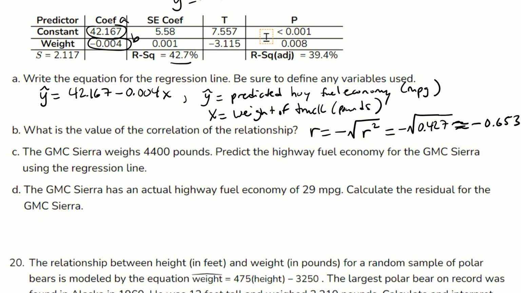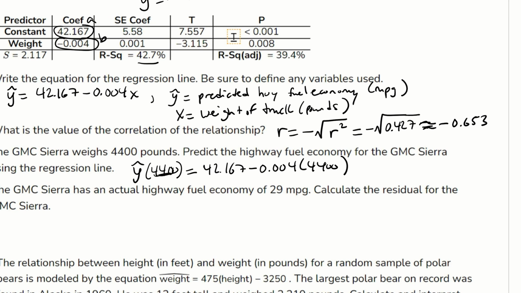All right, part C, the GMC Sierra weighs 4,400 pounds. Predict the highway fuel economy for the GMC Sierra using the regression line. So we have y hat of 4,400 pounds is equal to, so we just have to plug it in for x. Remember, this 4,400 means that I'm plugging it in there. When we write the y hat model, sometimes we'll write it as y hat of x equals a plus bx. That's simply what I'm writing when I write the 4,400 next to the y hat like that. All right, so we can go ahead and plug that in.